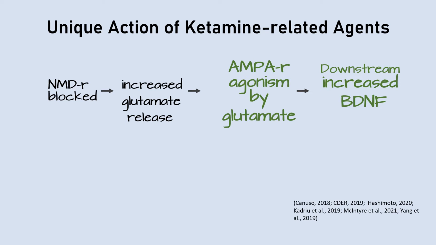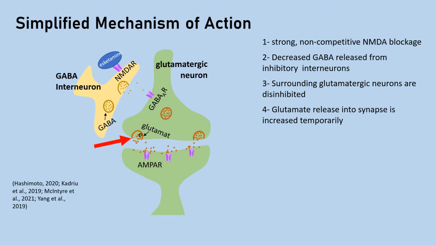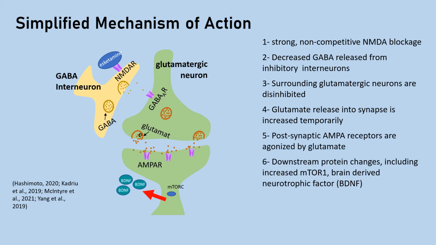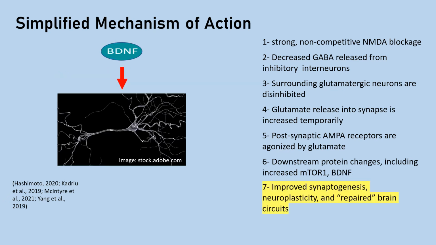Esketamine and ketamine-related agents are unique because they also work on AMPA receptors. AMPA receptors are agonized by postsynaptic glutamate, resulting in a series of changes in protein production downstream. BDNF, or brain-derived neurotrophic factor, is a protein whose production is increased with esketamine use.